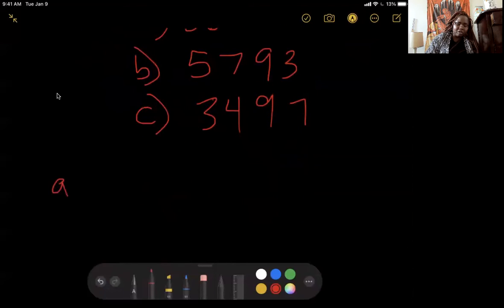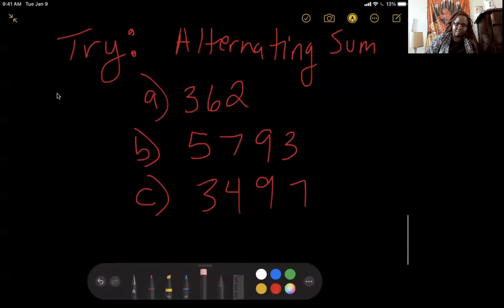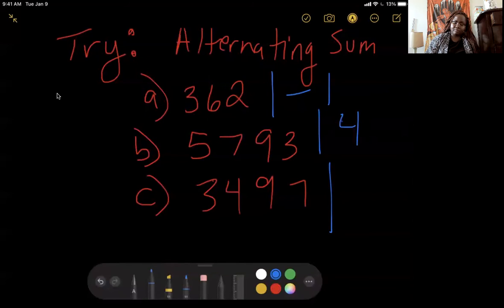All right, great. So what did you find? For part A, we got our answer. 3 minus 6 plus 2, -1. 5 minus 7, -2, plus 9, 7. Minus 3, 4. 3 minus 4, -1, plus 9, +8, minus 7, +1.